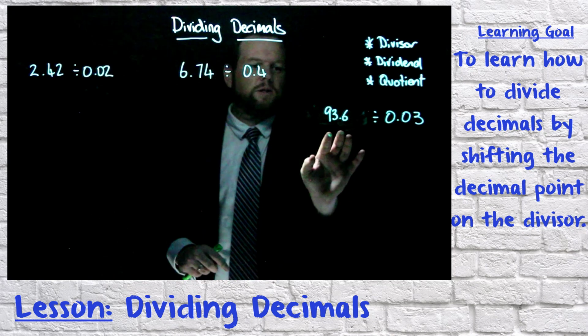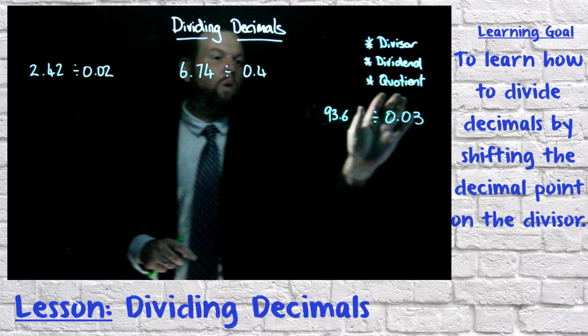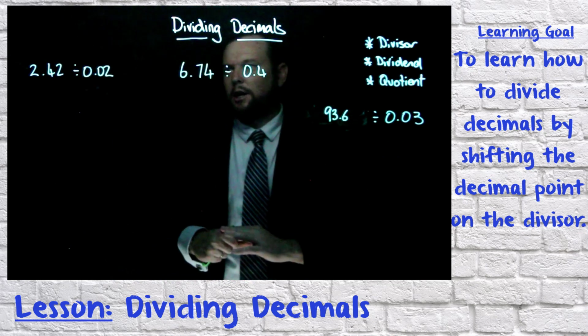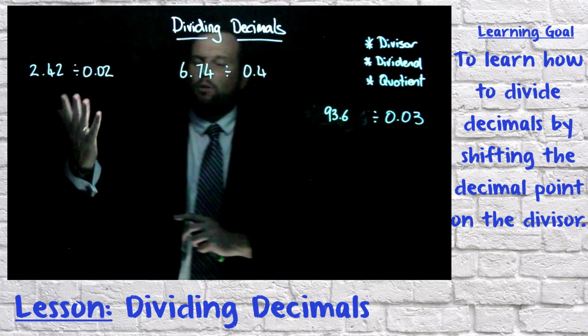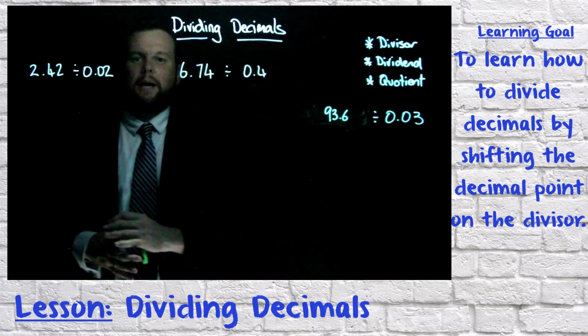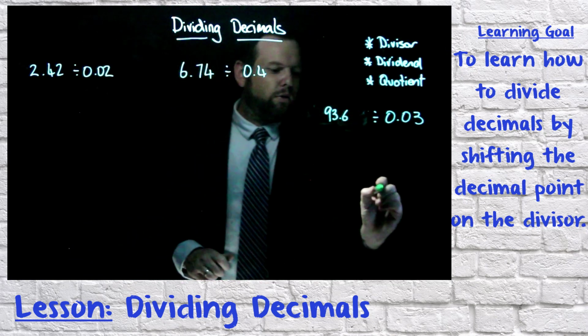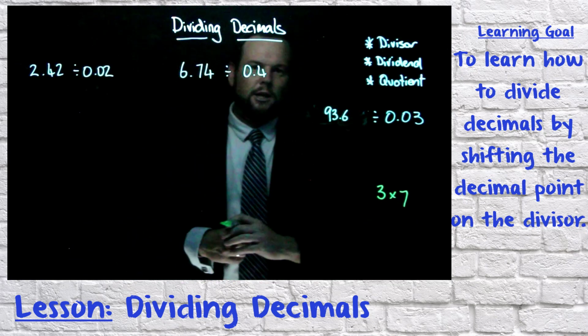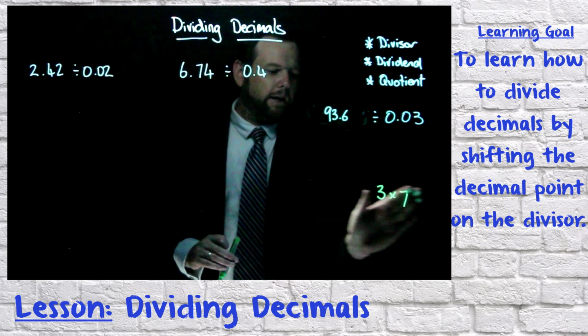The dividend is what you start with, that initial number that we start with, and the quotient is your answer. So if I was to say, find the quotient for this problem, you would be doing the division and that would give you the answer. It's a little bit like multiplication. You might have heard someone say, find the product of 3 and 7, and the product of 3 and 7 is obviously the answer.